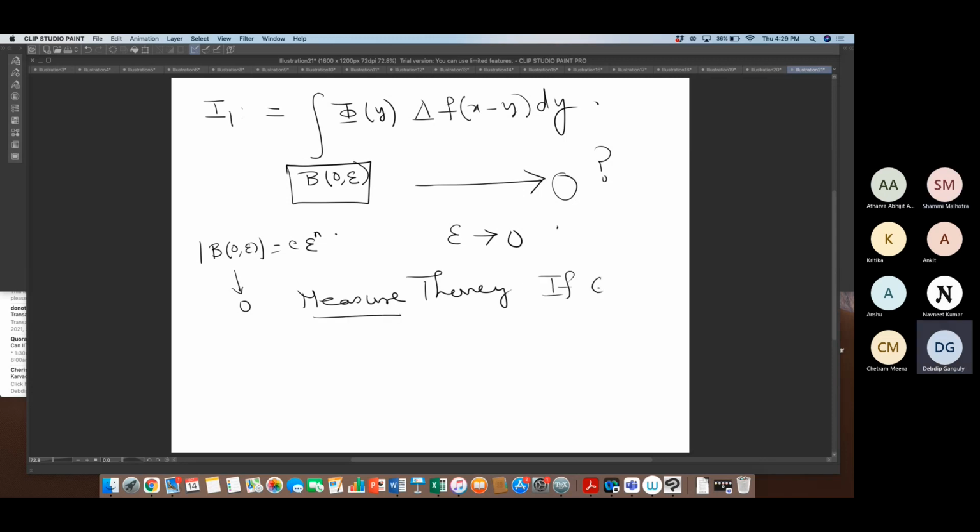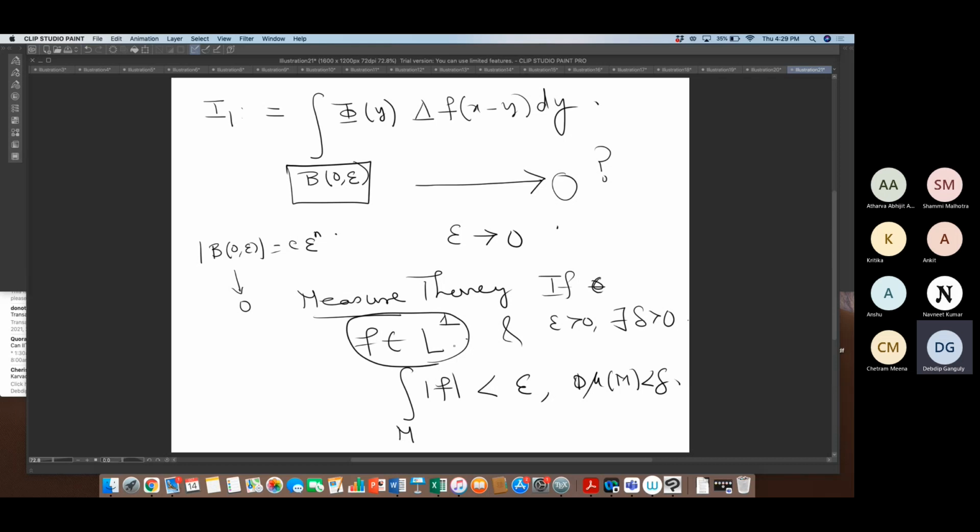If a function f is an L1 function, then for any given epsilon there exists a positive delta such that the integral of |f| over m is less than epsilon whenever the measure of m is less than delta. That means on a small measure set, if f is an L1 or locally L1 function, this integral is small. For any given positive epsilon, you can always find such a delta, if f is in L1. This is important, otherwise not.